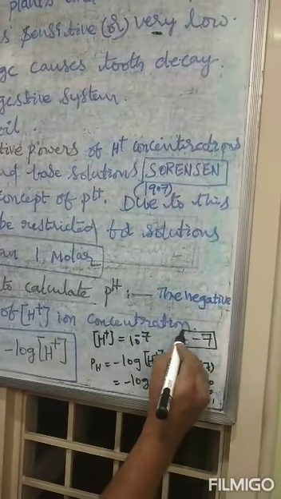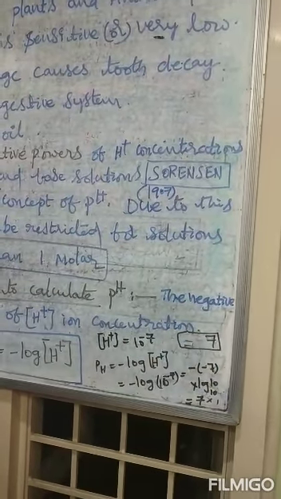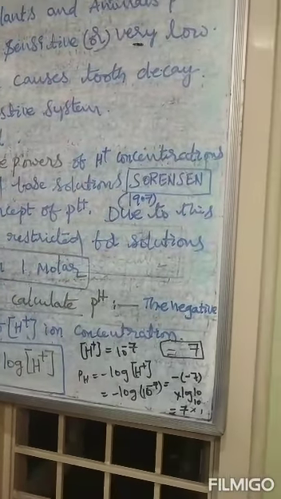That answer is plus 7. Minus of minus 7 means plus 7. That means you are getting positive values. To avoid the negative logarithm of hydrogen ion concentrations in solutions, S.P.L. Sorensen introduced the concept of pH.